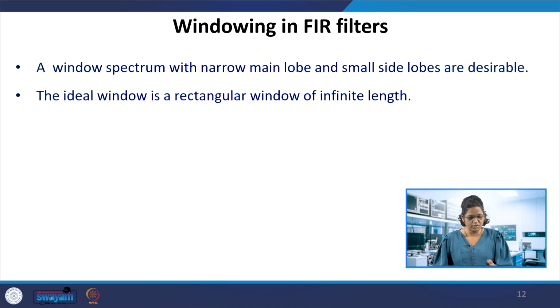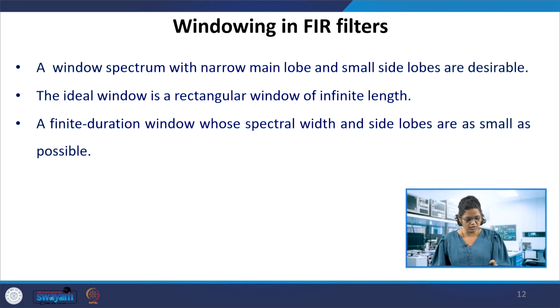The ideal window is a rectangular window of infinite length. An infinite length window cannot be used, so it needs to be truncated for the design. So this is a finite duration window, with spectral width and side lobes as small as possible. A finite duration window is required, and also the side lobe levels, which are actually the leakage of unintended frequencies, need to be removed. So the desirable one has a narrow main lobe width and small side lobes, with less ripple on the side lobes.